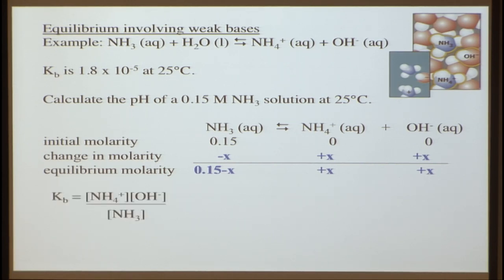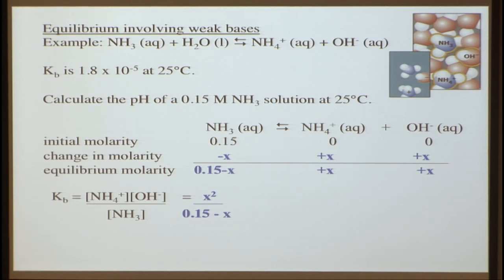Now we can write our Kb for our base in water: its products, the conjugate acid, NH4+, times the concentration of hydroxide ions over NH3. Again, water is the solvent. It's not in the equation. And then we can write out, this is x, that's x, so we have x squared. And the change in the amount of the weak base when it's in water is 0.15 minus x.